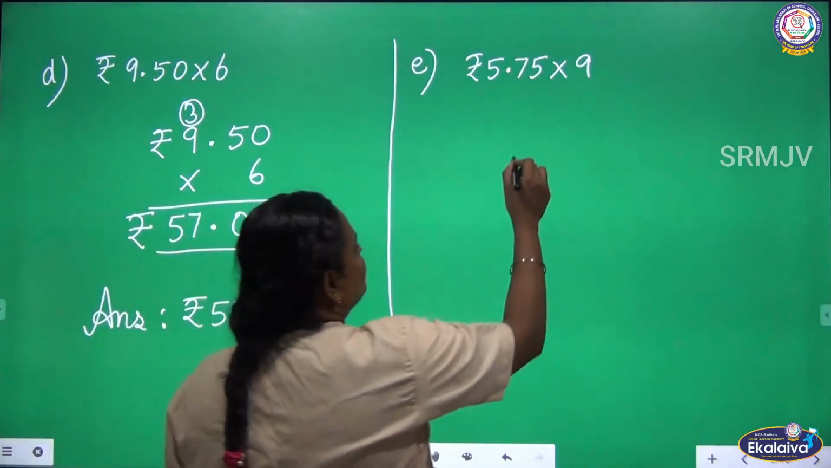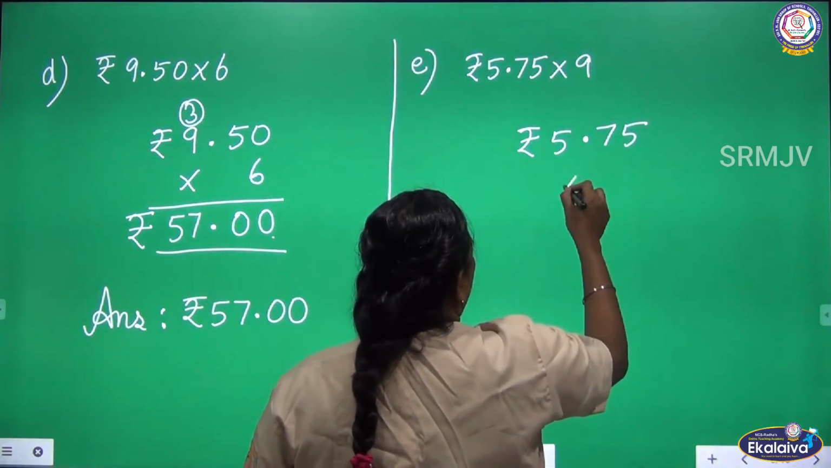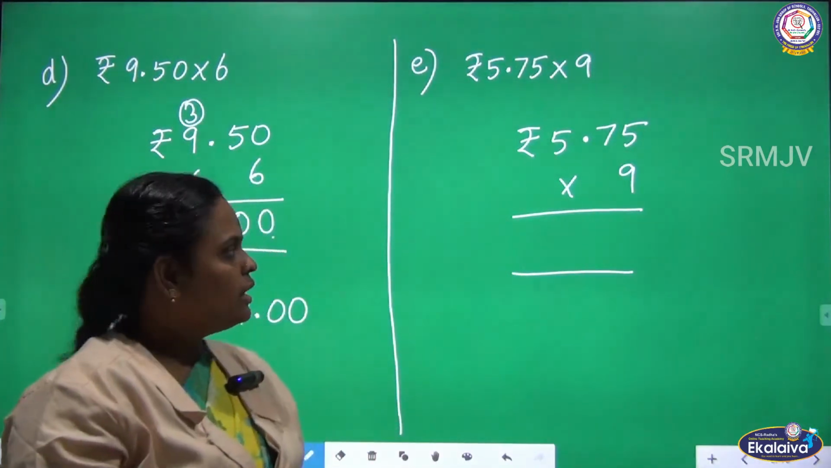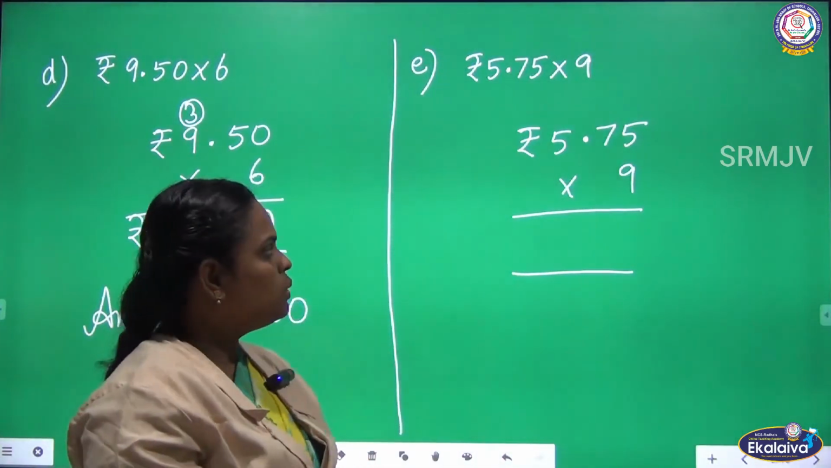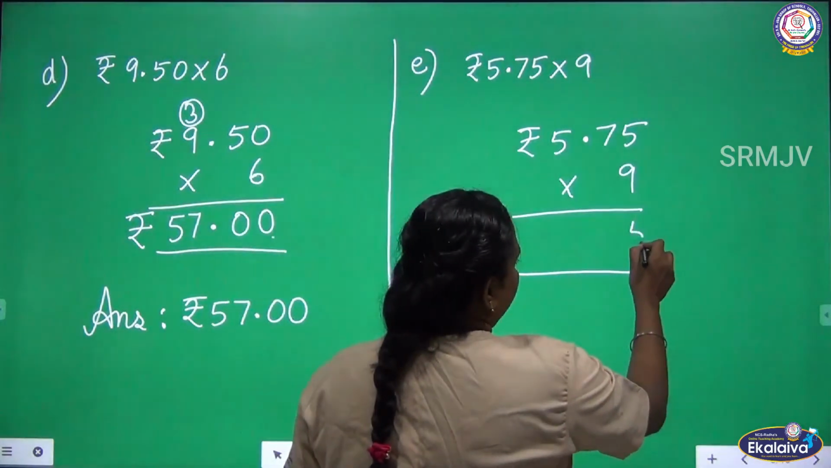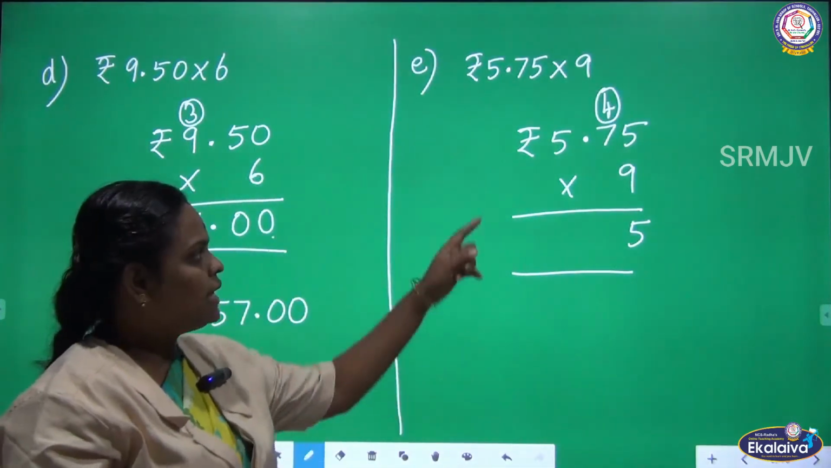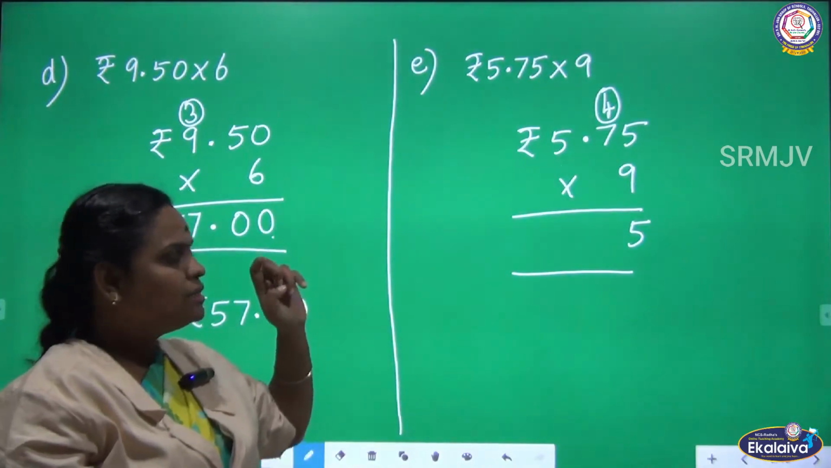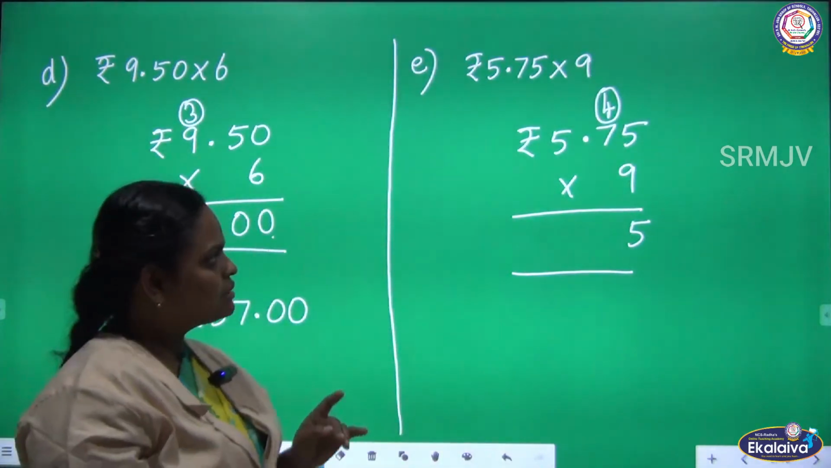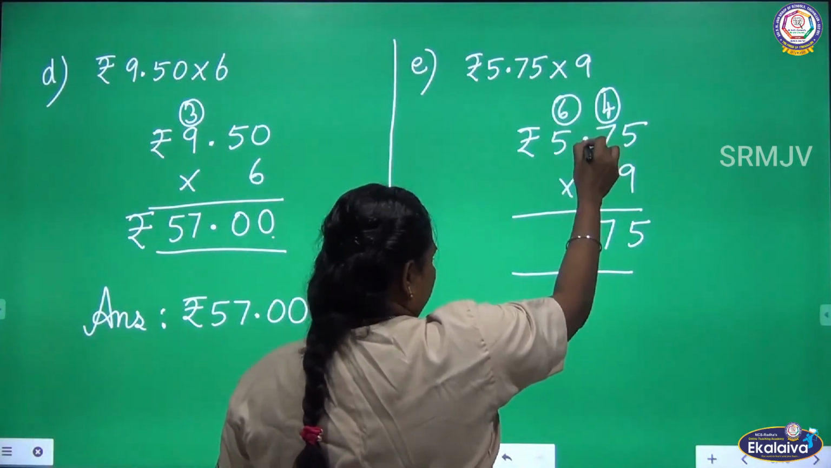Next 5 rupees 75 paise we are going to multiply by 9. So tell me, first you will multiply paise. What is 9 5s? 9 5s are 45. So you write 5, then 4 carry over in the next place. Next 9 7s are 63. Next you add 63 plus 4, that is 67. So you write 7, 6 carry over in the next place, then put the dot.